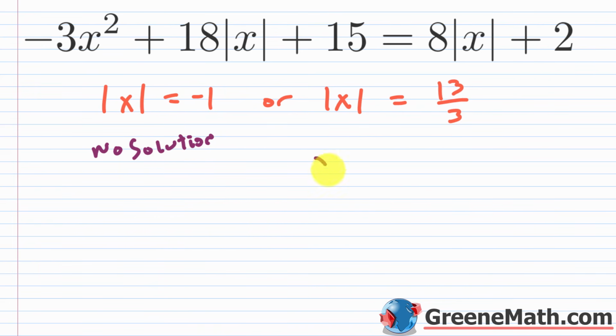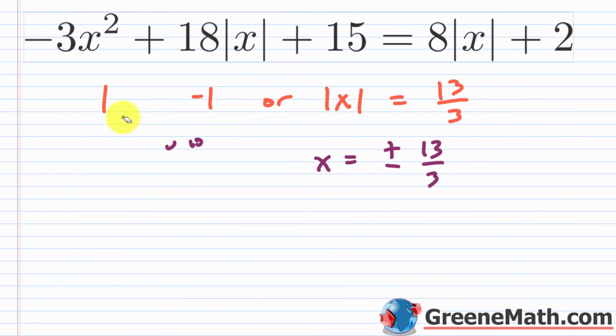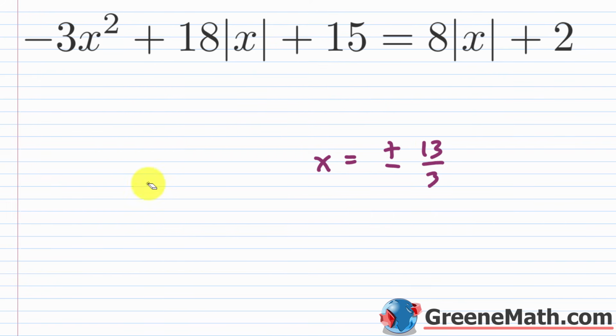For this one, it's just that x is equal to 13 over 3 or negative 13 over 3. So we'll just say plus or minus 13 over 3. And you can get rid of all of this at this point and just report this as your answer. Again, you can check each one in the original equation and verify that they work.